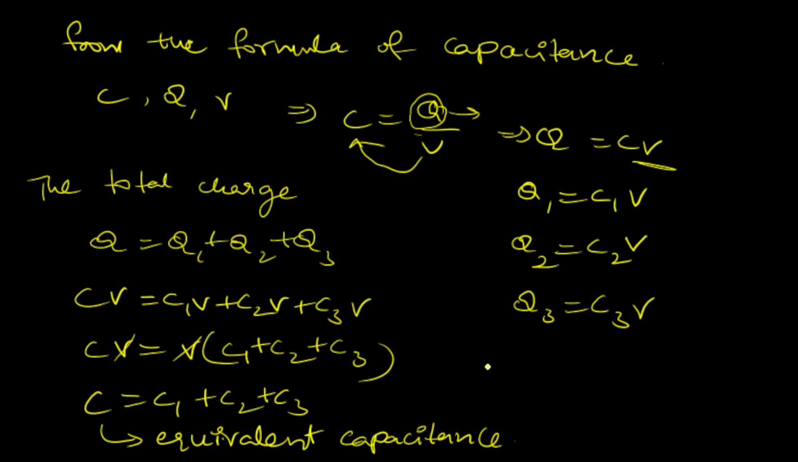We considered 3 capacitors, so for 3 capacitors the equivalent capacitance formula is C1 plus C2 plus C3. And for n capacitors, what is the formula? For n capacitors, C is equal to C1 plus C2 plus C3 plus and so on plus Cn. We are summing all n capacitors.